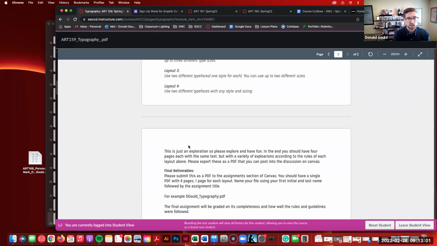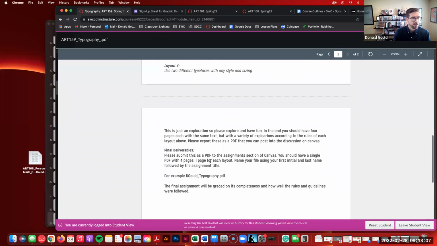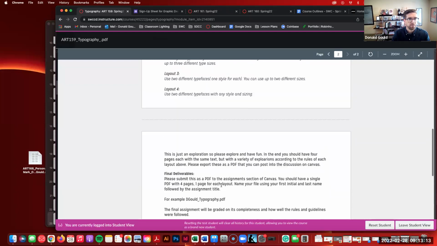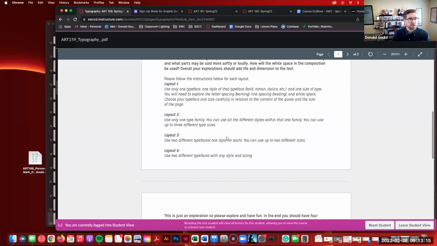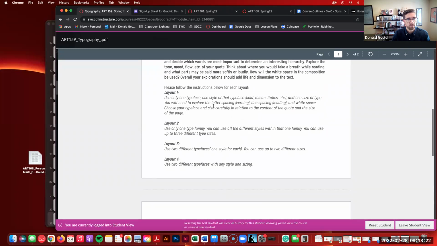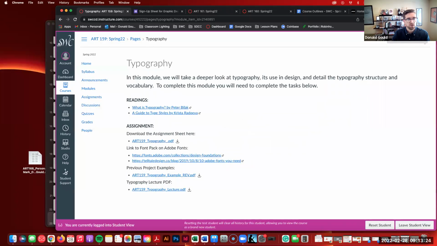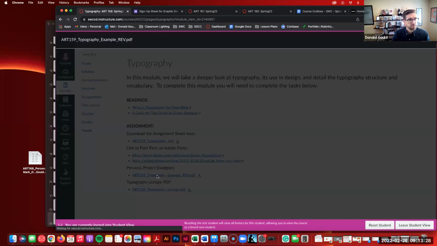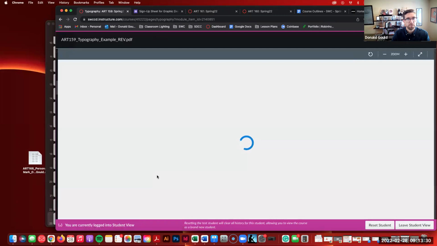And then you're going to export that as one single PDF and post that to the assignments on Canvas there. And that final PDF will have those 4 pages, 1 page with each layout named accordingly. Okay. So this is going to be something to refer back to. I would have this open as you're working on this assignment, so you can refer to these different rules for each layout here. And we can see how those are applied here. We'll jump down to the previous example to show you what we're talking about.